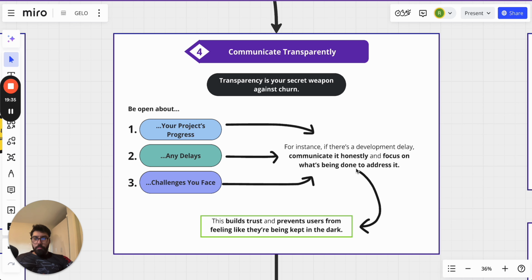Building trust with the users, being vulnerable, builds trust and prevents users from feeling that they're being kept in the dark. Now, again, this is a lot easier said than done, but if you can find a way to really be transparent with your communication, it will help tenfold in reducing FUD and churn. You might even gain the respect of the community for how you communicate.